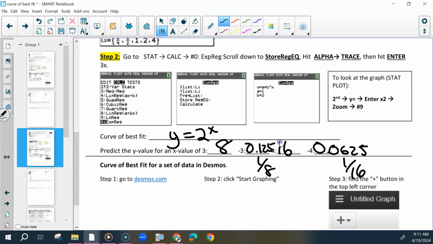Do you have any questions on how we find our curve of best fit or find values in the calculator or Desmos? I'll see it in a minute. Any other questions?